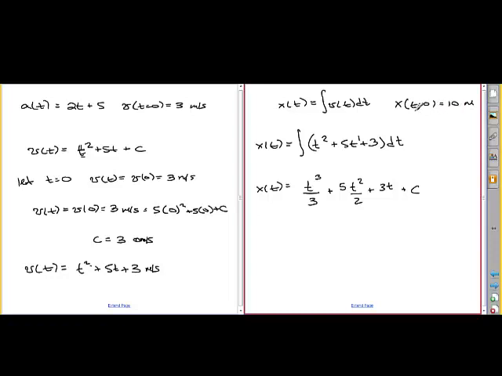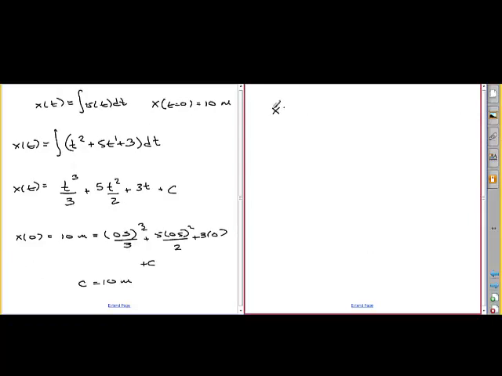And so to find the constant, you have to apply this initial condition. So we say x of 0, t equals 0, is equal to 10 meters. That's equal to 0 seconds cubed over 3 plus 5 times 0 seconds squared over 2 plus 3 times 0 seconds plus c. You see all this stuff goes to 0, so you get c equals 10 meters. And so our final answer, the displacement as a function of time, is t cubed over 3 plus 5t squared over 2 plus 3t plus 10.